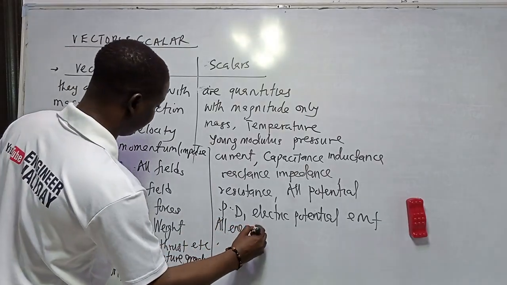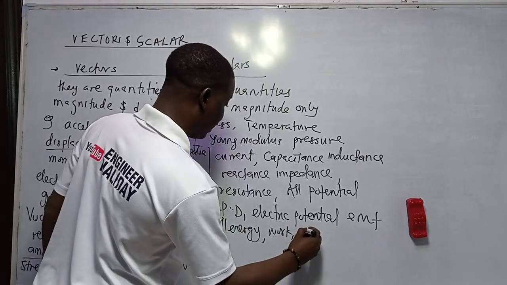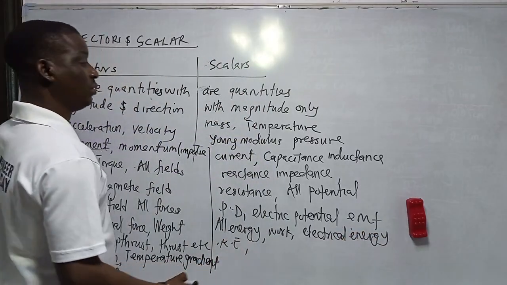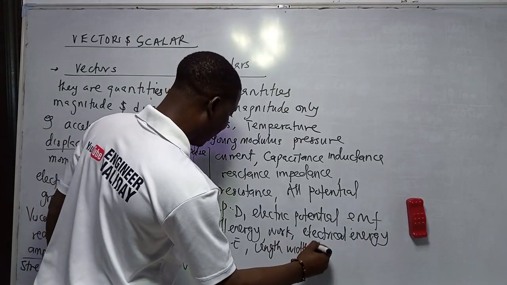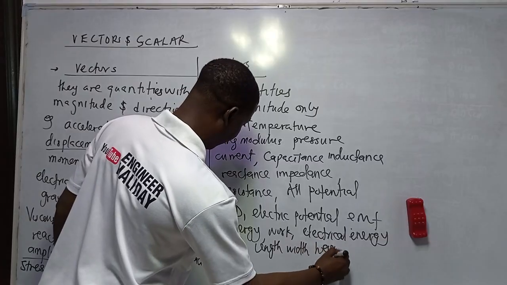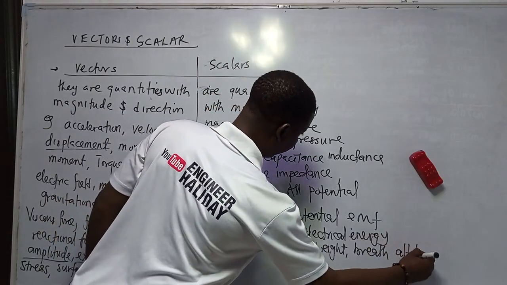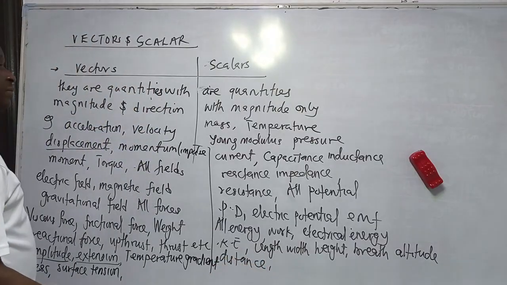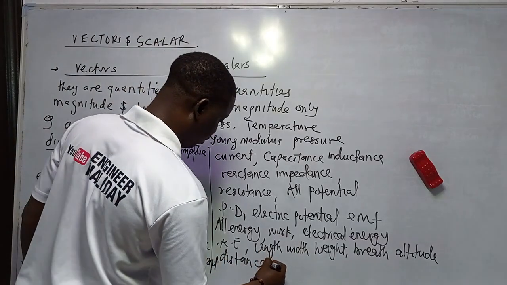All energies are scalar, like what? Work, electrical energy, kinetic energy, and so forth and so on. Then length, width, height, breadth, altitude are all scalar. Apart from those three I told you, which are length-equivalent quantities, others are scalars. And so forth and so on.